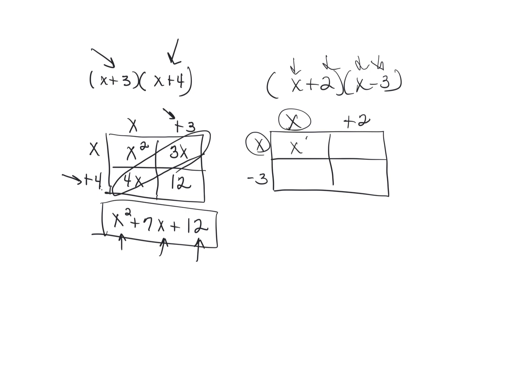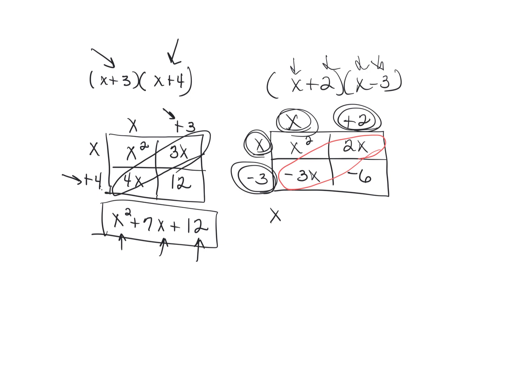x times x is x squared. x times 2 is 2x. Negative 3 times x is negative 3x. Negative 3 times 2 is negative 6. Again, you're going to combine your like terms across the diagonal, and everything else you write down. So it's x squared, I'm sorry. Negative 3x plus 2x is negative x, minus 6. And that is your answer.